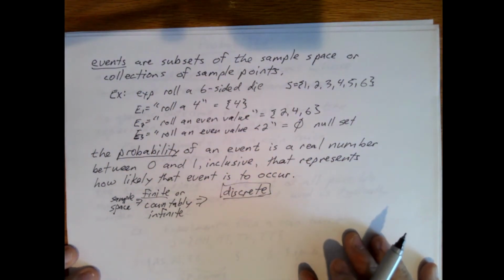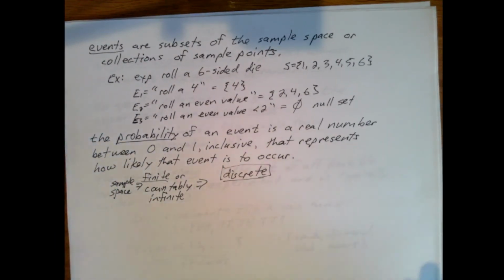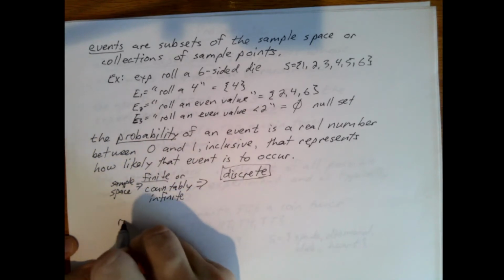Okay? So how do we come up with these numbers between 0 and 1? There are different ways to do that, but for the examples we'll be able to use what's called the relative frequency approach.